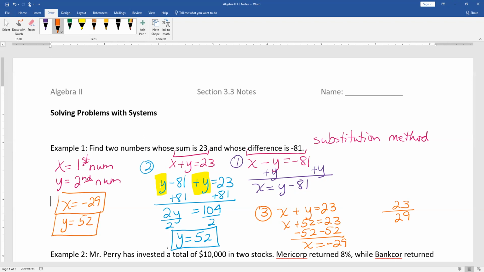So I'm going to plug it into one of these two equations just to make sure that it works. So if x is negative 29 and y is positive, so that's plus 52 and that equals 23. I'm going to use that first equation. I'm going to flip these. 52 minus 29. 12 take away 9 is 3, 4 take away 2 is 2, and that does indeed equal 23. So we check it, it fits, we're good. So that's the first example.